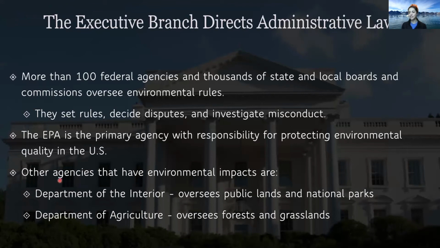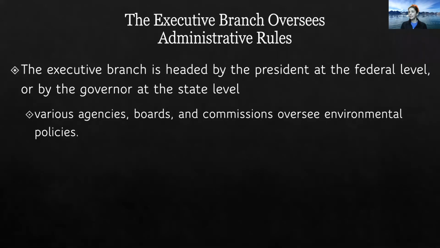Next, we also have the Department of Agriculture, and the Department of Agriculture operates more than 500 national wildlife refuges, and they administer the Endangered Species Act. So the Department of Agriculture is home to the U.S. Forest Service. So the Forest Service and the Department of the Interior are completely separate entities, but all of them are in the executive branch. The executive branch, of course, is headed by the President of the United States at the federal level.